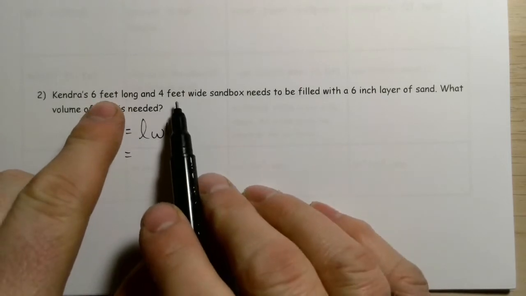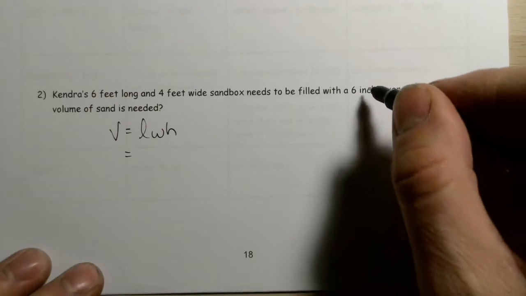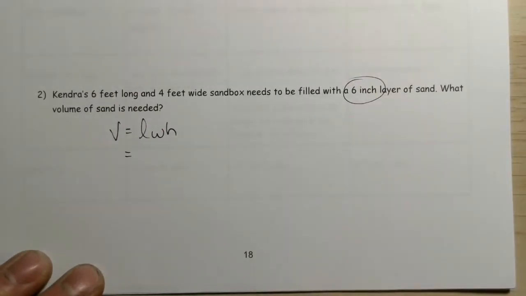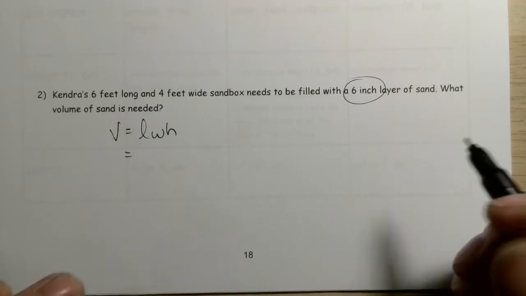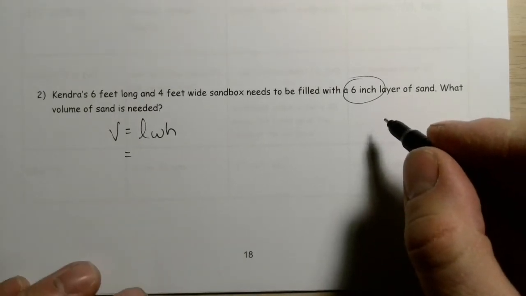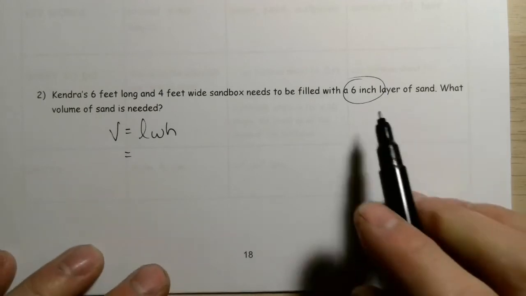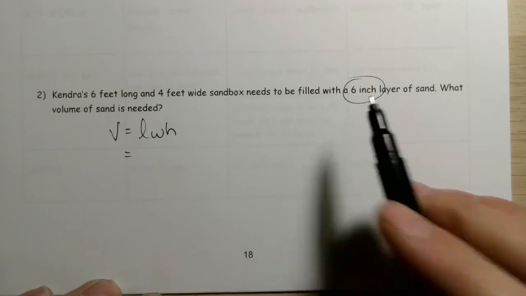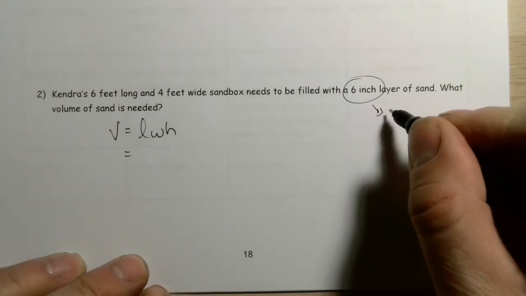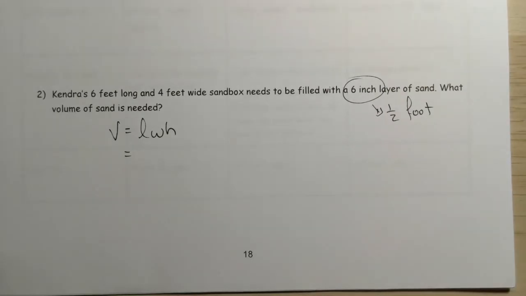It's 6 feet, 4 feet, and then 6 inches. So this 6 inches is a little bit of a problem here, and what I need to do is convert that into feet. Now, the nice thing is we know that there are 12 inches in a foot, and 6 inches is basically half of that. So I know that this right here is actually going to be a half foot.